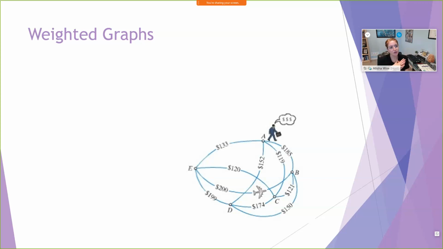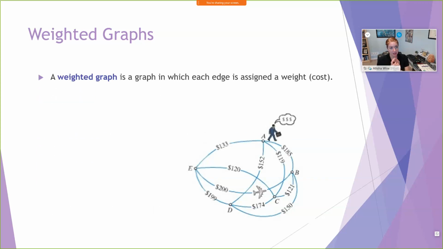So, as I mentioned before, we're going to be working with complete graphs and we're going to be working with weighted graphs together. So, weighted graphs are the next components we're building on here. A weighted graph is a graph in which each edge is assigned a weight or a cost. The weight of an edge is the cost to travel that edge.